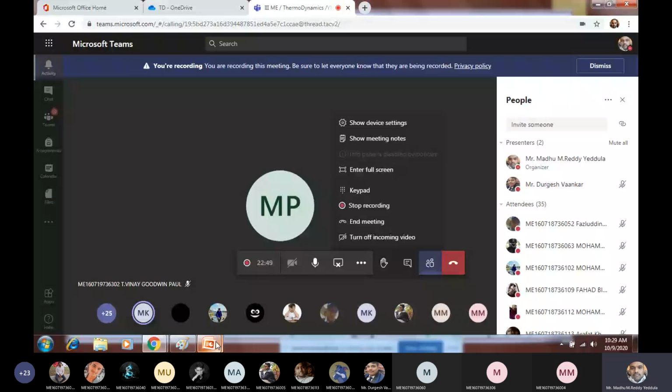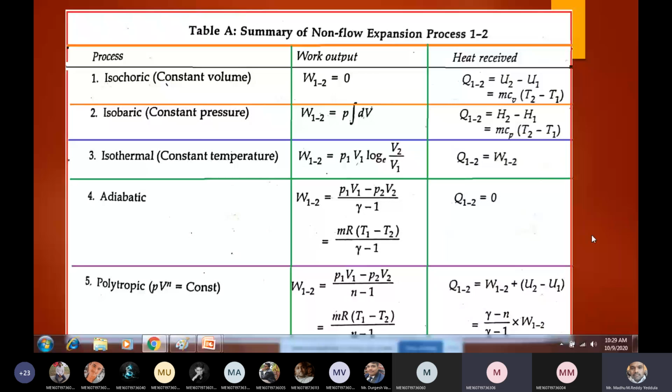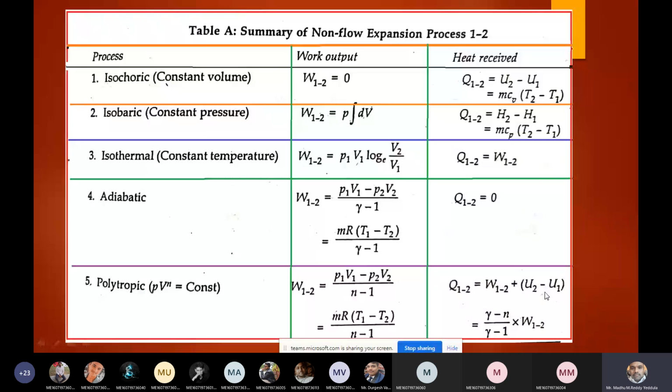Right. So in the last classes we discussed heat flow and work interactions for all 5 types of process. I request each and every one of you to please note down the formulas so that we can solve problems now. Is the screen visible to all of you? Make a note or take a screenshot. We discussed each and every process, the work done as well as heat rejected or heat received.